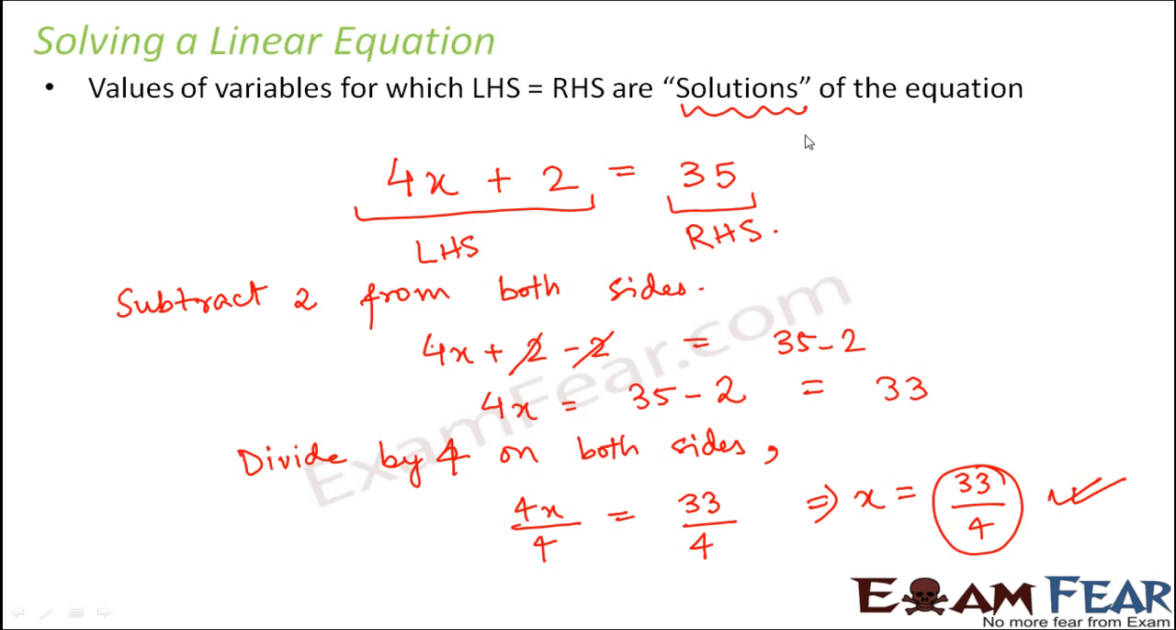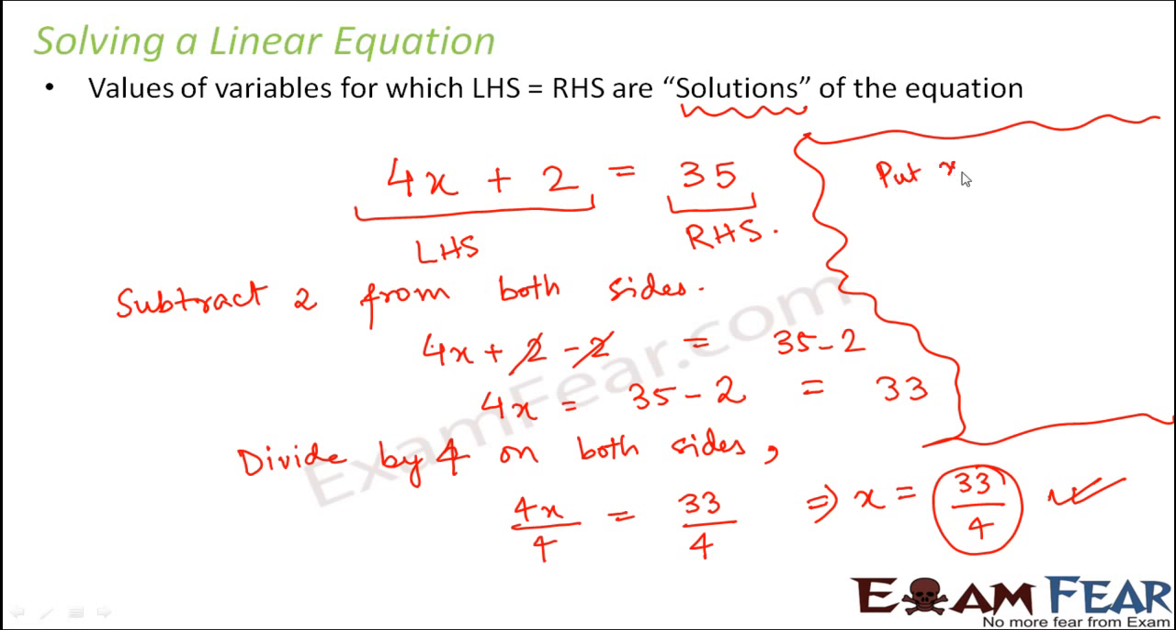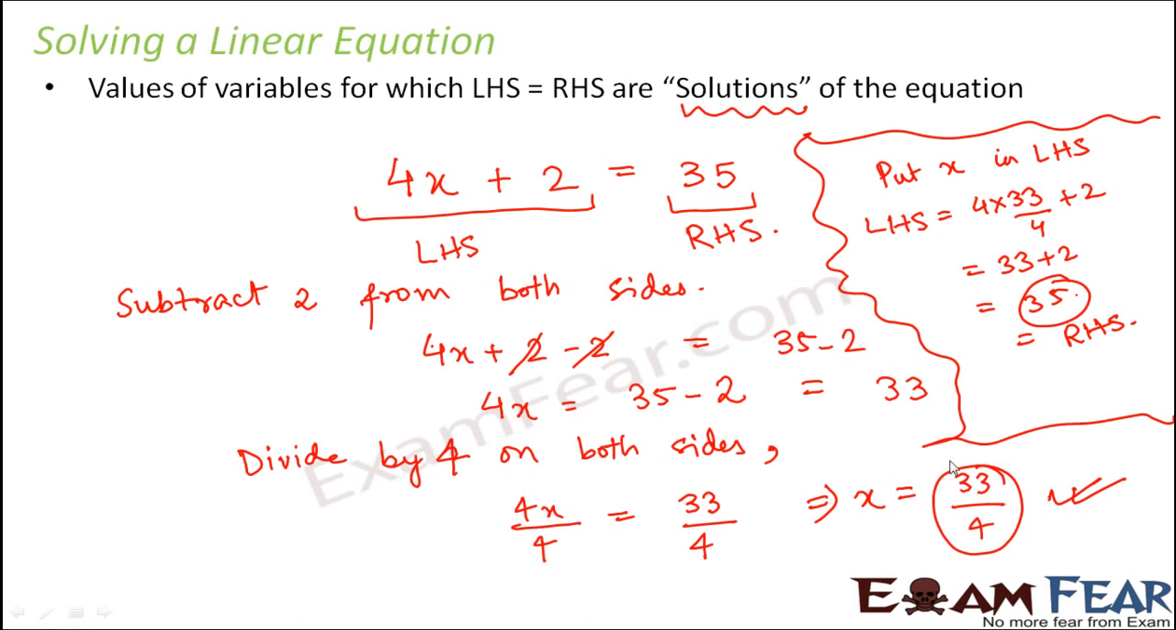Now if you want to verify, is it true that if we put the value of x as 33 by 4 in this equation, the relation will hold true? Let us try to do that. Let us put x in LHS. The left hand side will become equal to 4 into 33 by 4 plus 2. That will be 33 plus 2, which will be equal to 35, and 35 is nothing but RHS. So by putting this value of x, we can see that LHS is equal to RHS. Therefore, this is the right solution for this linear equation.